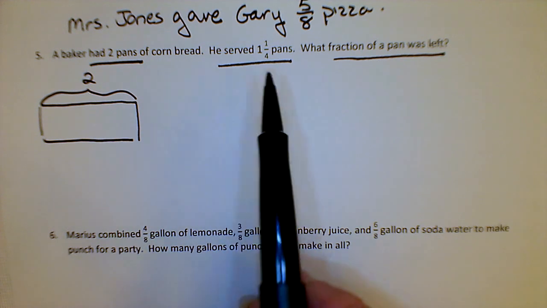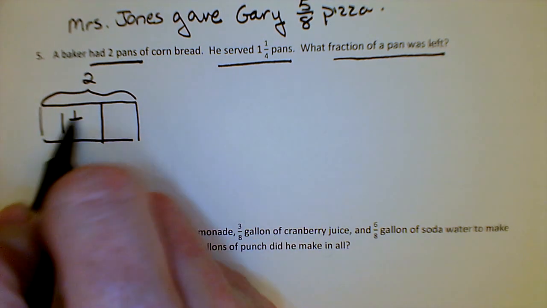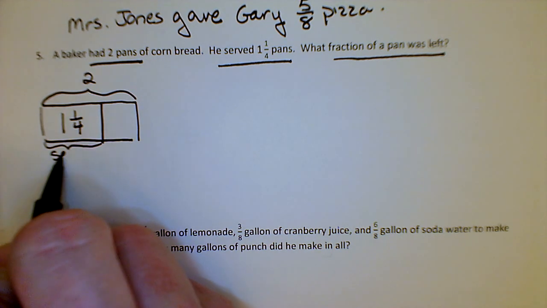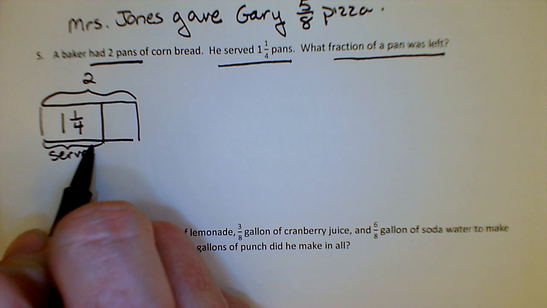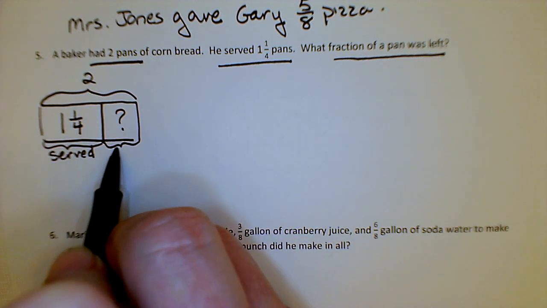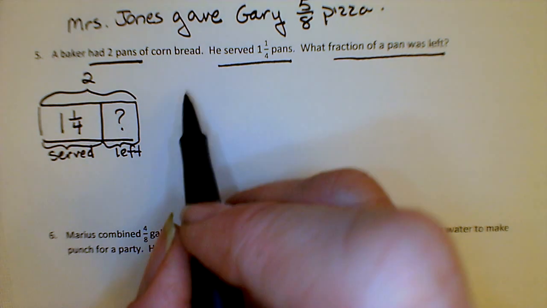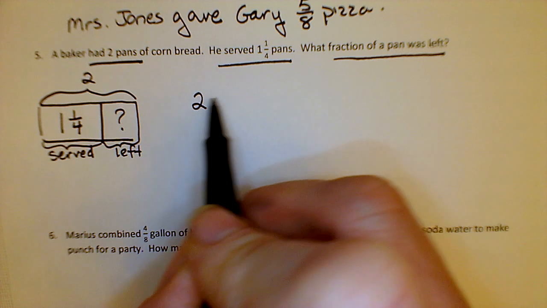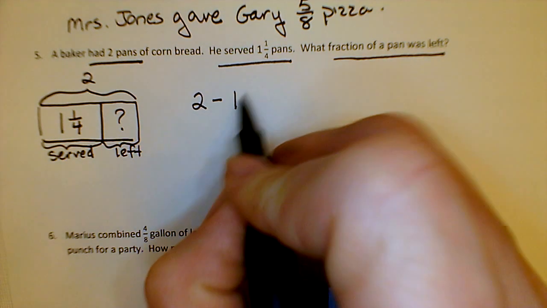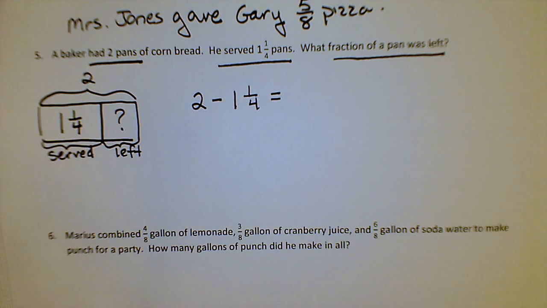And then the other thing that I do know is what he served. He served 1 1/4 pans. And I'm going to go ahead and mark that as what he served. Now it says what was left. So that's my question mark, and this is what's left. So right away what I can see is that I can just go ahead and do my subtraction. I can say that he started with 2 pans, and then he served 1 1/4 of those. And I want to figure out what he has left.